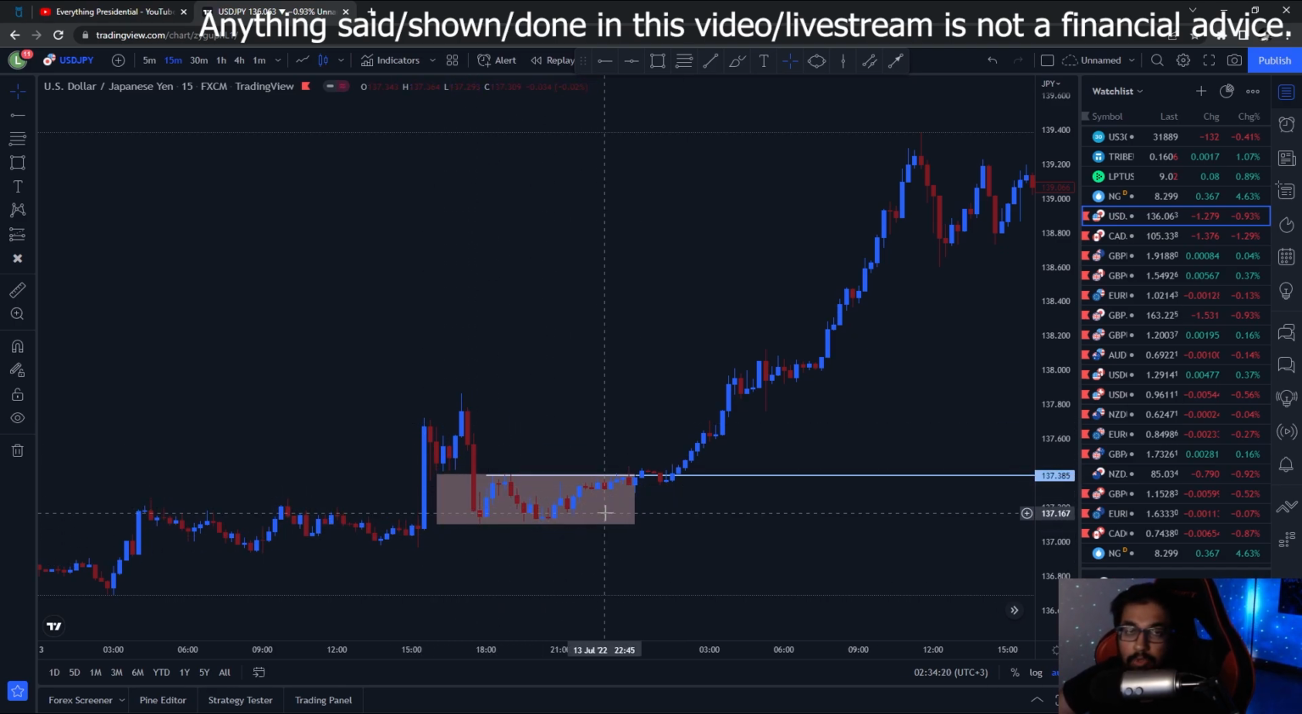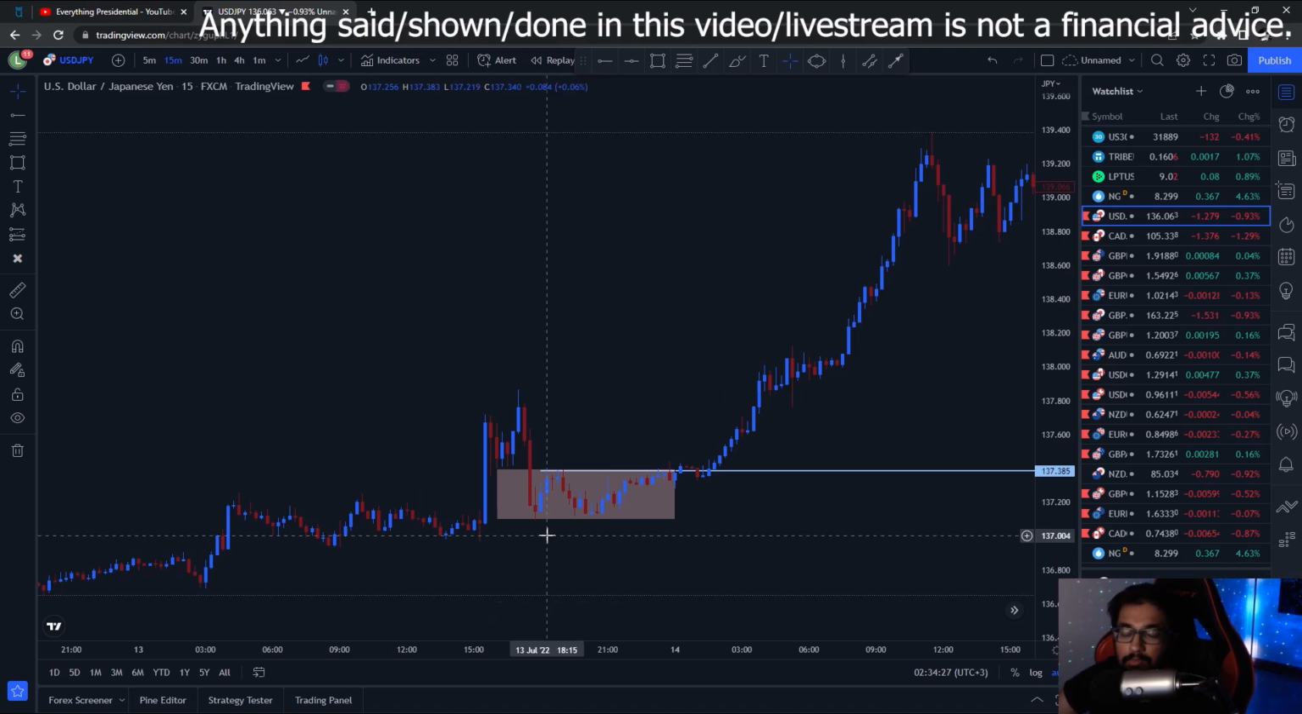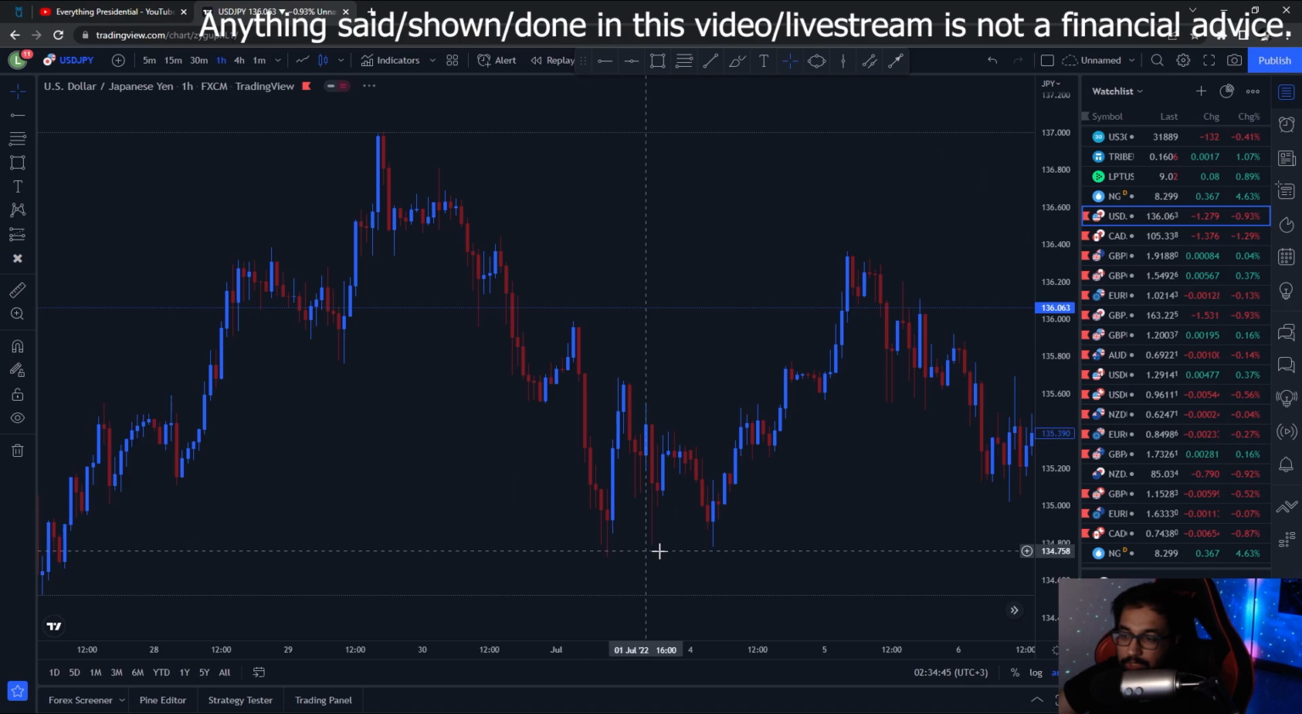You will never know which one is going to be respected or which one the market is going to reverse from. But if you combine market structure with that, trust me, it will eliminate 99% of the fake order blocks from the chart, and it will leave you with that 1 or 2% high probability setups, high probability order blocks. So let me go back to the 1 hour time frame.